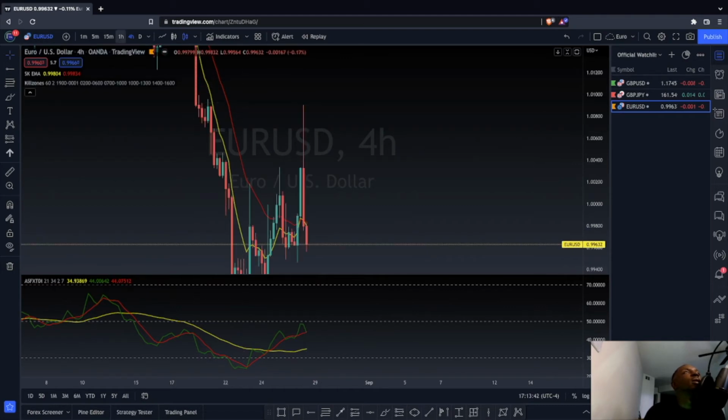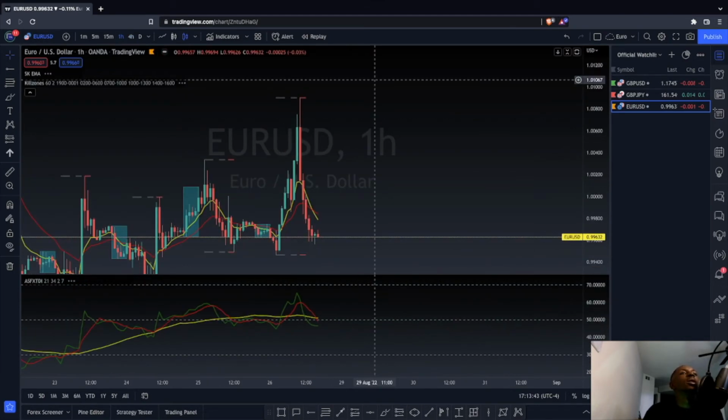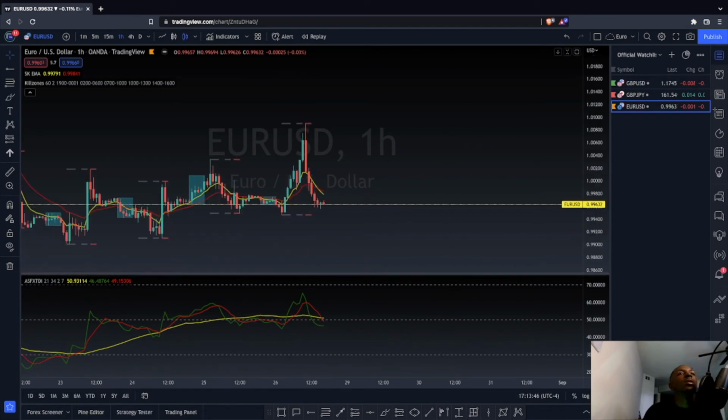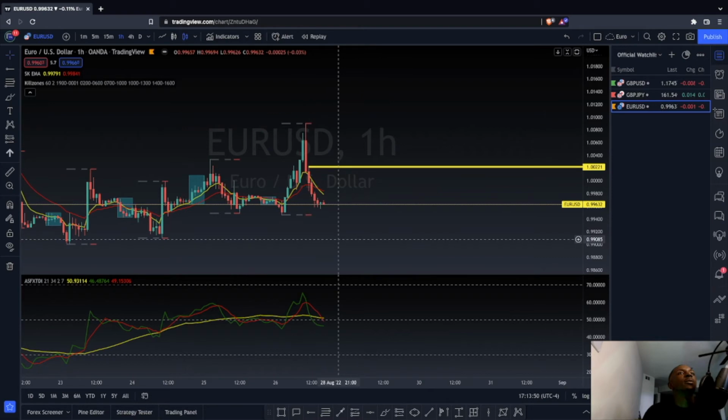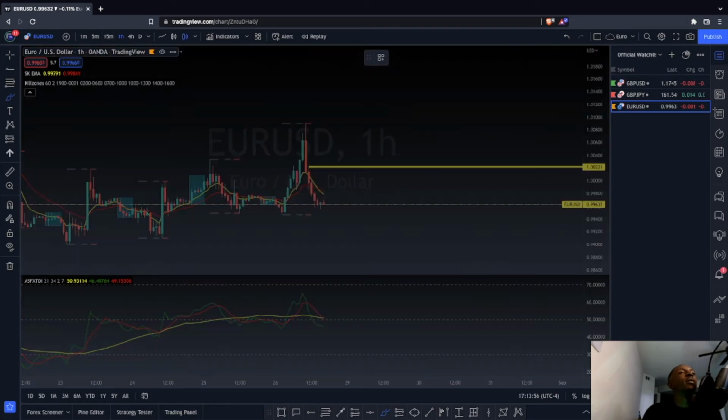1 hour, again, same situation. And then we also have fair value gaps in here as well. So that's the highest one. Again, we have this kind of swing formation. So if we get down to the 15-minute, we'll see it better, right?